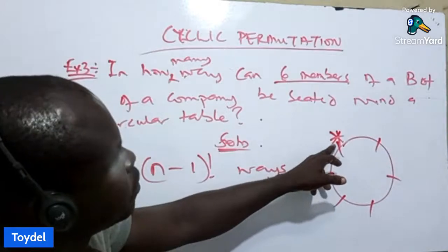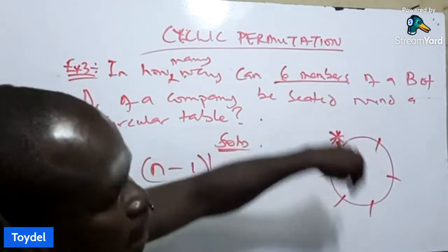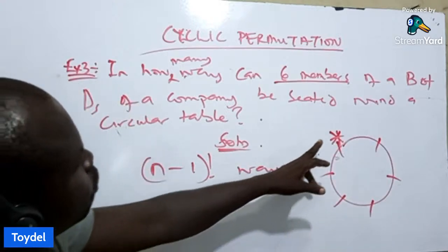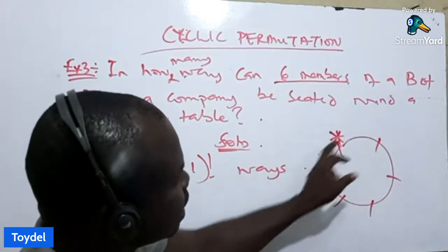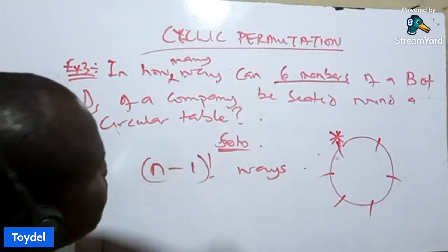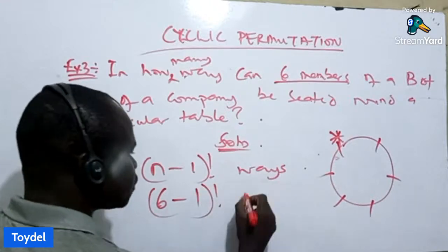Okay, let's start from Mr. A. Then we now start the arrangement from Mr. A. Because if we don't fix the point, then we won't be able to know the number of ways. So if there are n members there, the number of ways will be n minus 1 factorial. In this case now, there are 6 members. So the number of ways will be 6 minus 1 factorial ways.